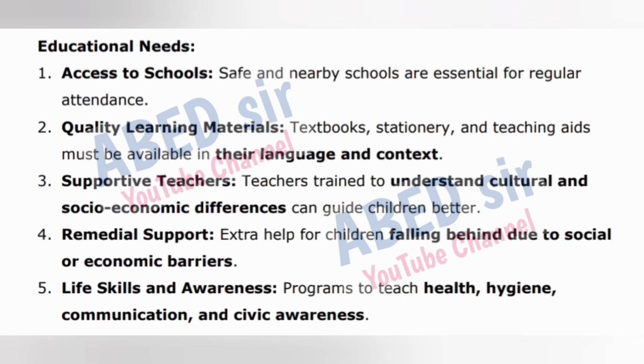Educational needs. 1. Access to schools. Safe and nearby schools are essential for regular attendance. 2. Quality learning materials. Textbooks, stationery, and teaching aids must be available in their language and context. 3. Supportive teachers. Teachers trained to understand cultural and socio-economic differences can guide children better. 4. Remedial support. Extra help for children falling behind due to social or economic barriers. 5. Life skills and awareness. Programs to teach health, hygiene, communication, and civic awareness.